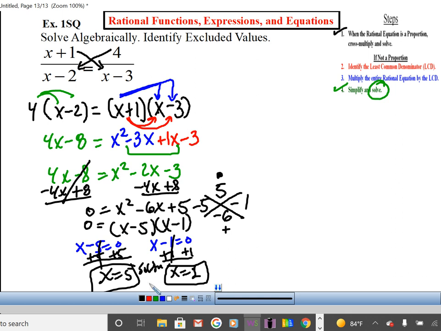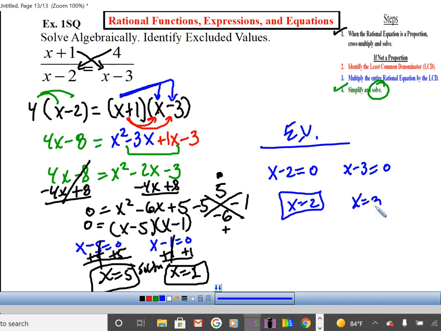From 1 to 5, how comfortable do you feel with these so far? Yeah, 5, 4, 5. We need more practice, yeah? Are we done? No, excluded values. What shall I write? Umberto. X minus 2 equal to 0. X minus 3 equal to 0. Yeah, from the original denominator. So x equals 2 and x equals 3. No, just the original denominators. Okay.